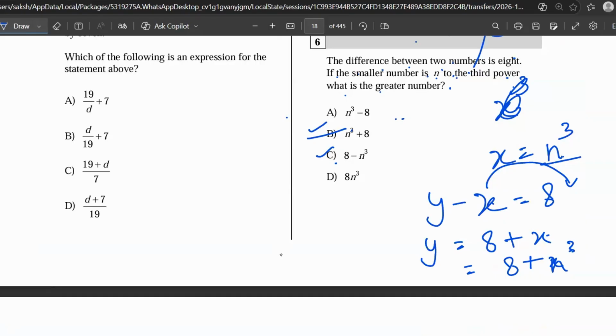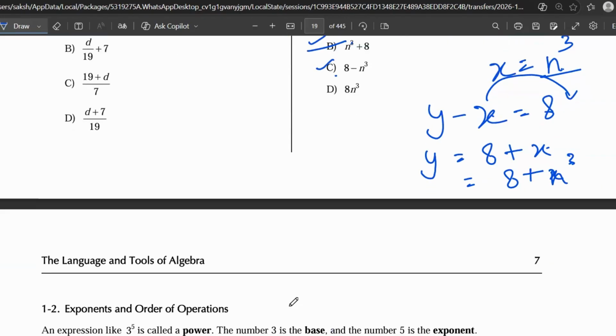Clear? Any doubt in this one? No doubt? If you have any doubt, then ask. No, ma'am.